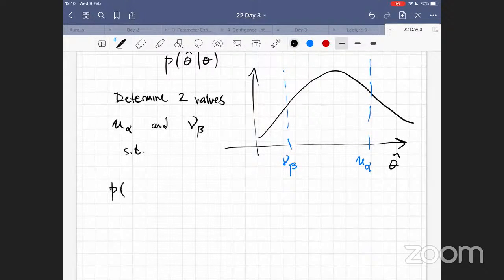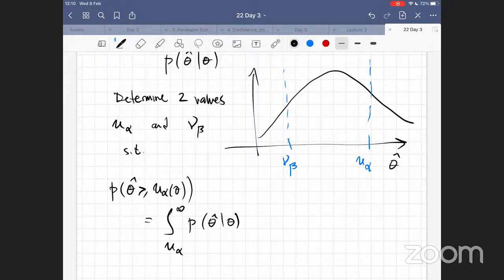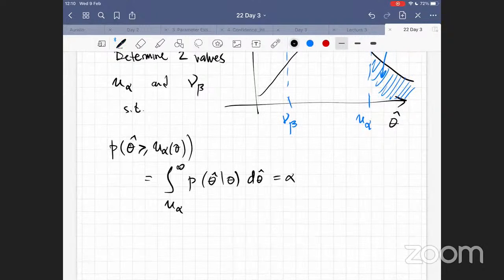the probability for my estimator to be larger than u alpha, which is of course a function of theta, is equal to the integral between u alpha and infinity of this distribution. I'm just talking now in estimator space, okay? So now the estimator is a random variable and I integrate over it. It is such that this probability is equal to alpha, meaning that this area under this curve is alpha. And analogously, the probability for the estimator to be smaller than nu beta, also a function of theta, is given by the other tail.